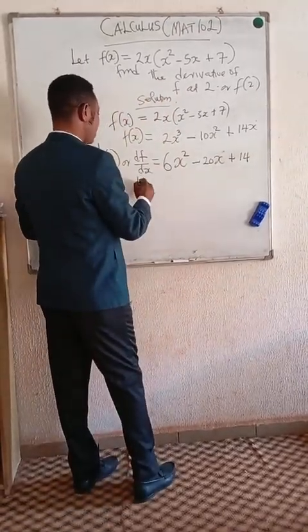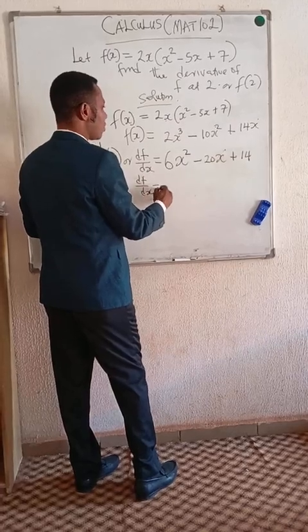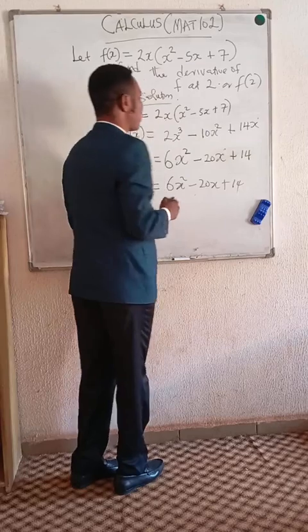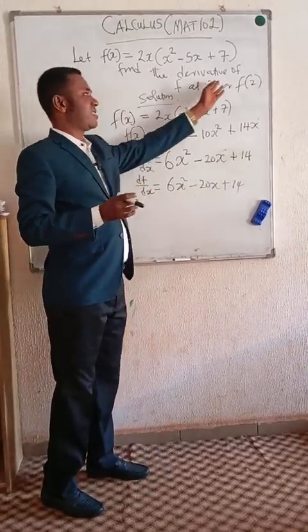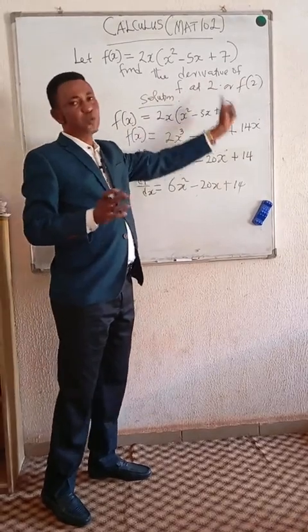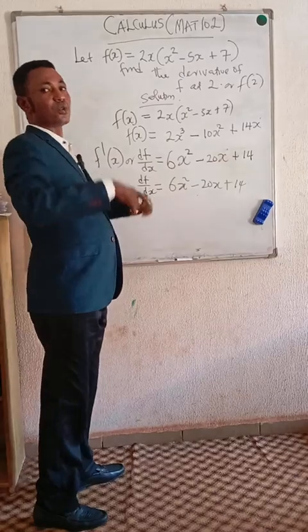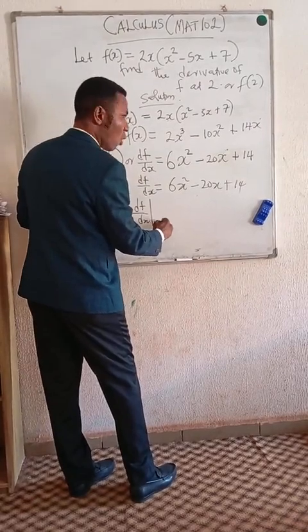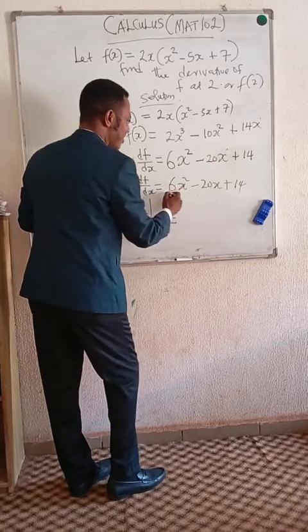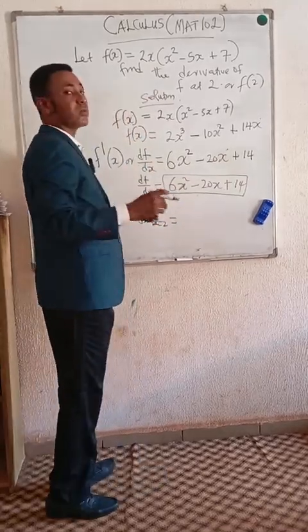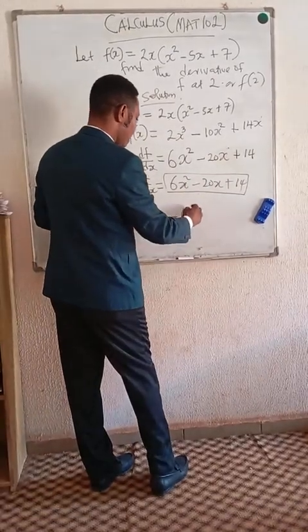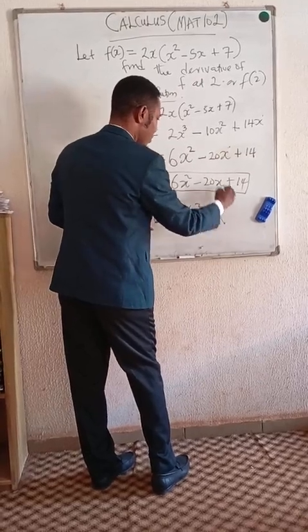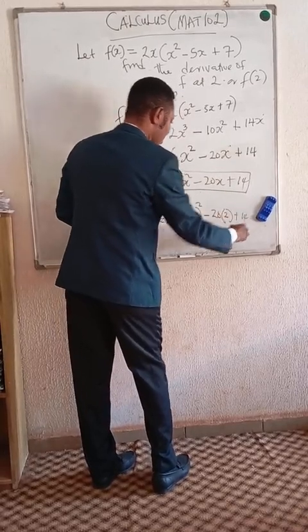Now, therefore, f prime of x will be equal to what? 6x squared minus 20x plus 14. But look at the question. We're asked to find the derivative of f at 2. It means anywhere we see x, we put what? 2. That is, f prime of x at point x equal to 2 becomes what? Anywhere you see x here, you substitute it to be 2. Now, 6 into 2 squared, minus 20 times 2, plus 14.